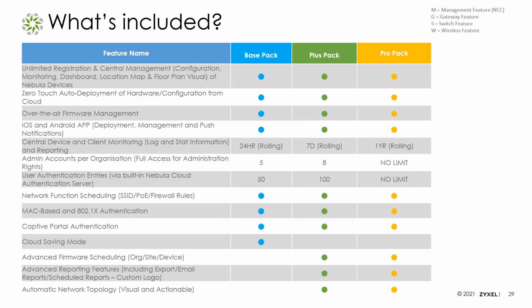So if you want to do advanced firmware scheduling, you do need the Plus or the Pro Pack. So that gives you very granular scheduling control. So you can set different schedules based on type of device. You can set schedules for individual devices. You need the Plus or the Pro Pack if you want to generate reports and have those emailed to your customers or yourself. It's also required in order to get email notifications if devices go offline for some reason.